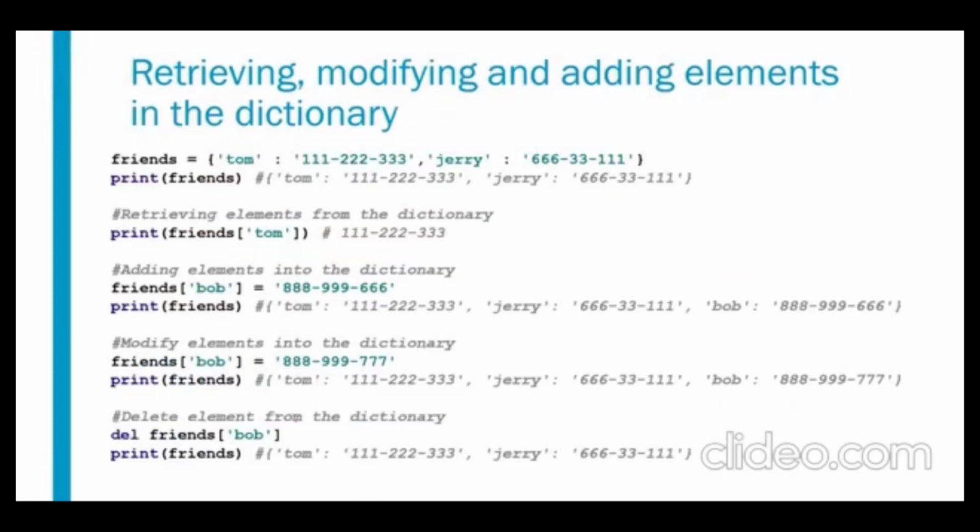Retrieving, modifying, and adding elements into the dictionary. How can we retrieve the values from the dictionary, how can we modify an existing one, and if you want to add new elements to the dictionary, how can we do that? We have a special operator called the bracket. By using this, we specify the key here, and based on the key, we can do all kinds of actions. Now let me show you one example.